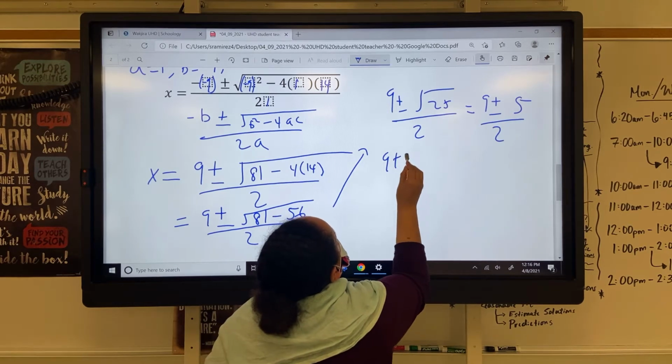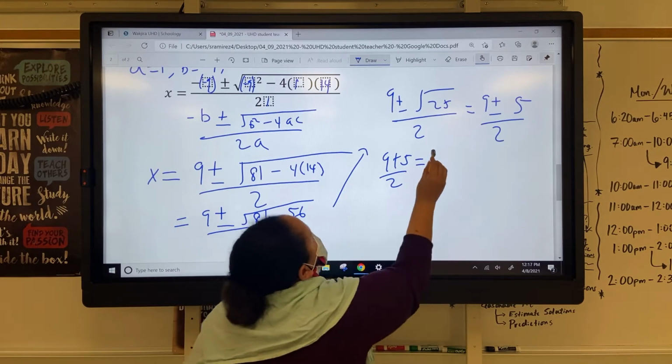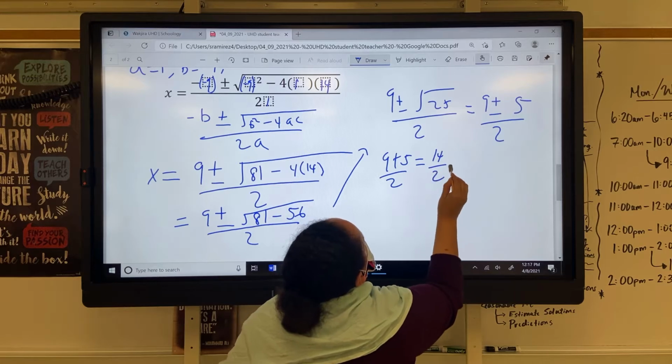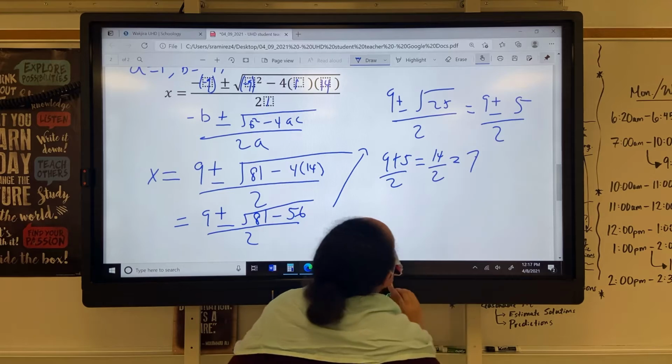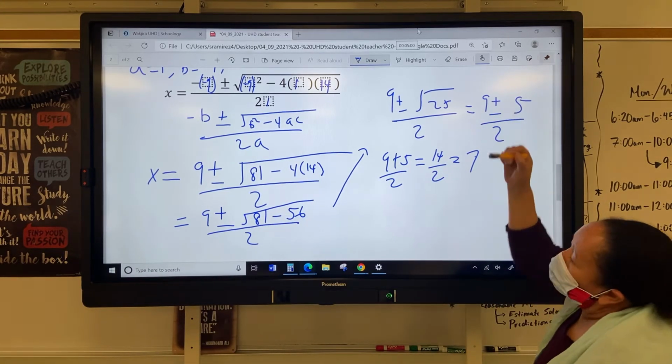9 plus 5 over 2 equals 14 over 2. When you simplify this, you get 7. We're doing the plus now, then next we do the minus.